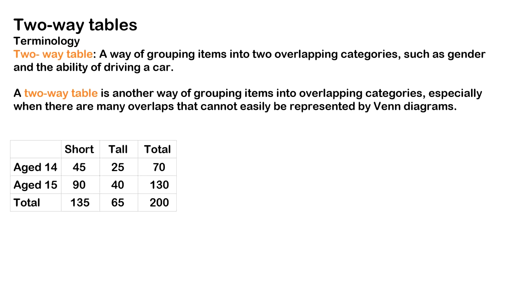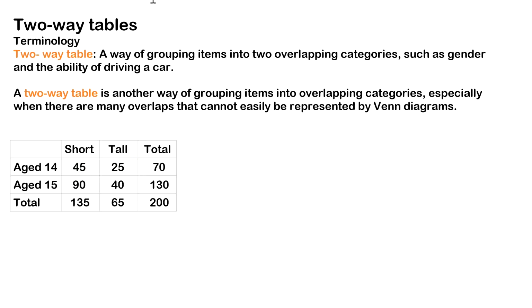On your screen, you can see a two-way table. We have short and tall, aged 14, aged 15. Sometimes your tables include totals on the bottom and the right, but that is not always included. If I was told to find the total number of 14 aged students, you would simply add up the 45 for the short and the 25 for the tall in that row. So 45 plus 25 is 70.